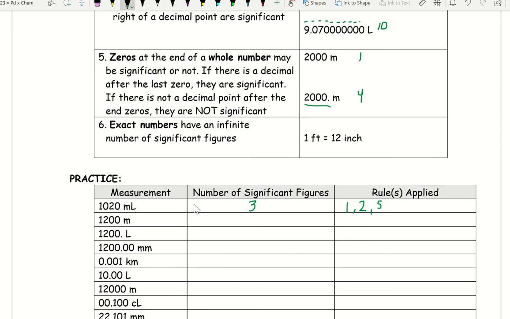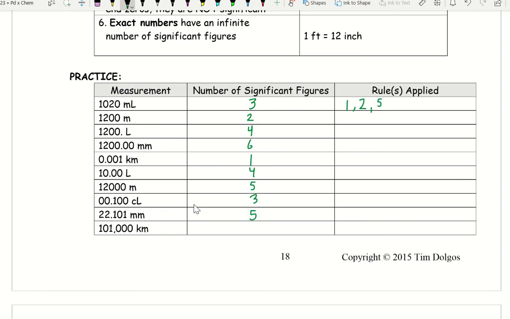All right, I'd like you to try these. Pause the video, work your way through, and unpause it when you're ready to go over it. All right, 2 significant digits here, 4 significant digits here. This is actually 6 significant digits, 1 significant digit, 4 significant digits, 5 significant digits, 3 significant digits, 5 significant digits. Make some more room. And this is just 3 significant digits.